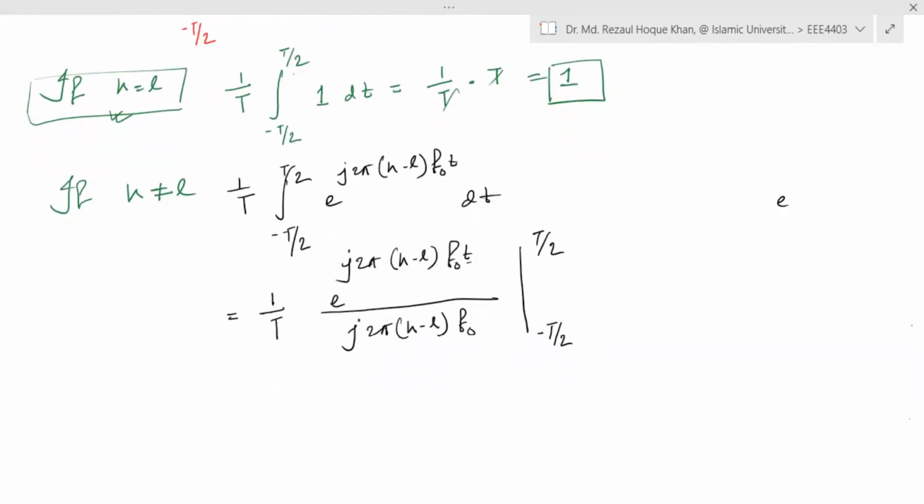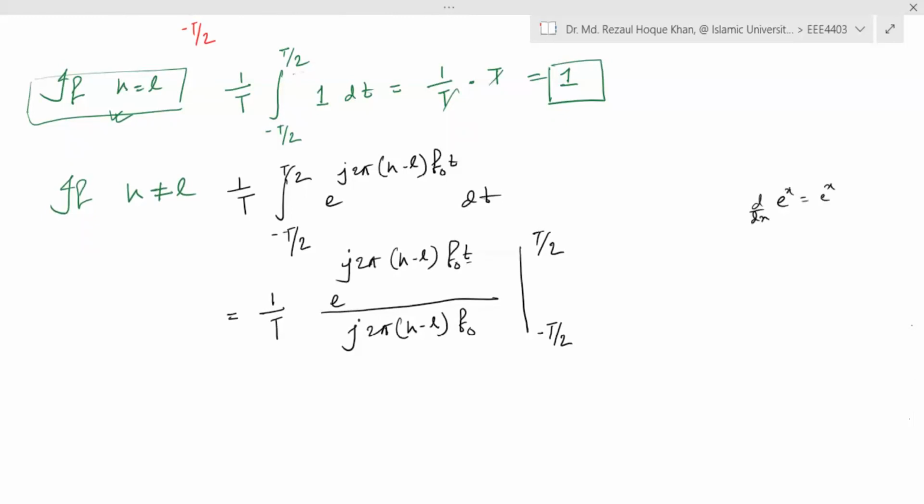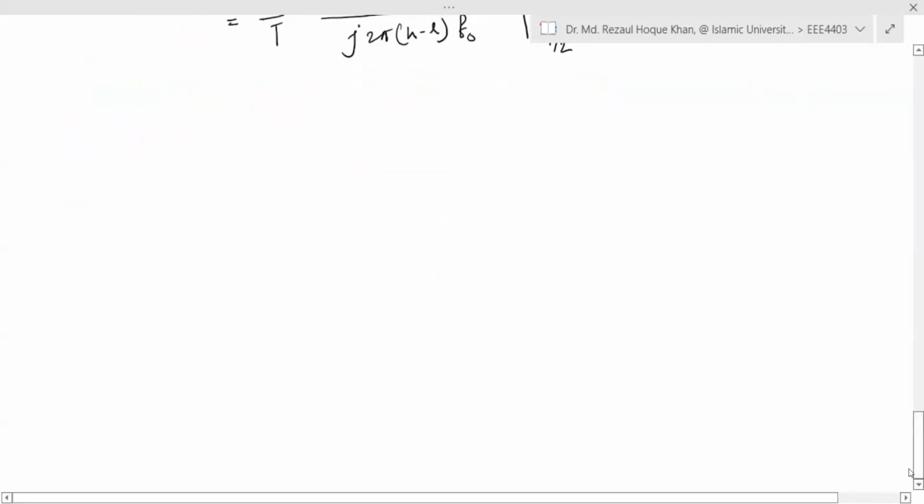We know if we do d by dx of e to the power x, it is e to the power x. But if we have d by dx of e to the power minus x, then what happens? It's actually e to the power minus x, and now we have to give the correction for d by dx of minus x. This is the way we actually do the solution. Anyway, I'm not going into detail.